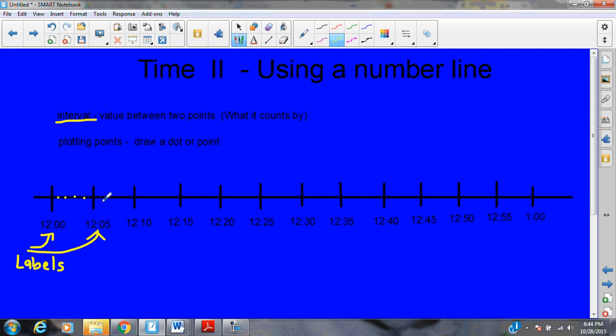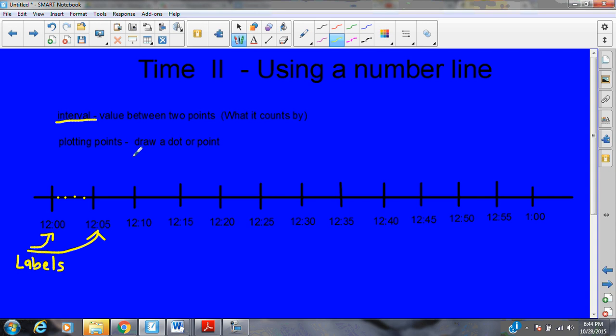If it was counting by 10, then I would say my intervals were 10. You could count by any intervals you want when you're making an open number line. An open number line is just a number line that you choose what you're counting by, and it doesn't have a preset number on it. But this one is in intervals of 5.